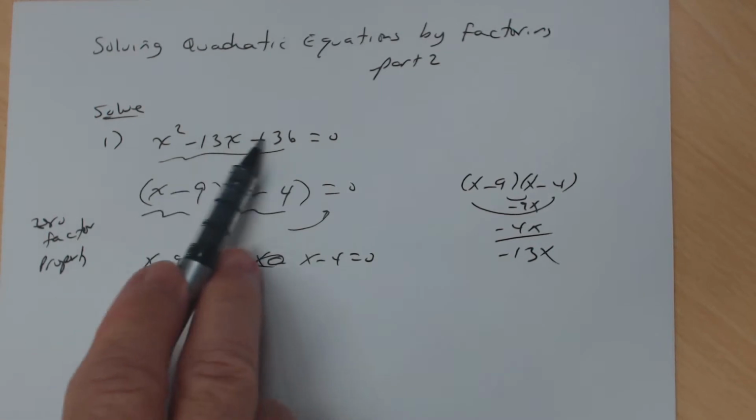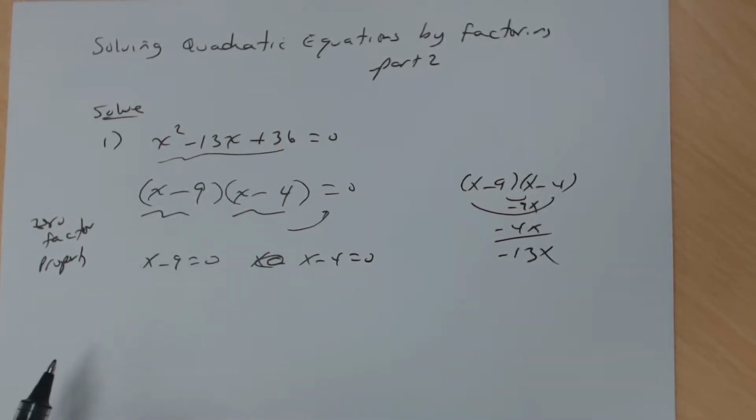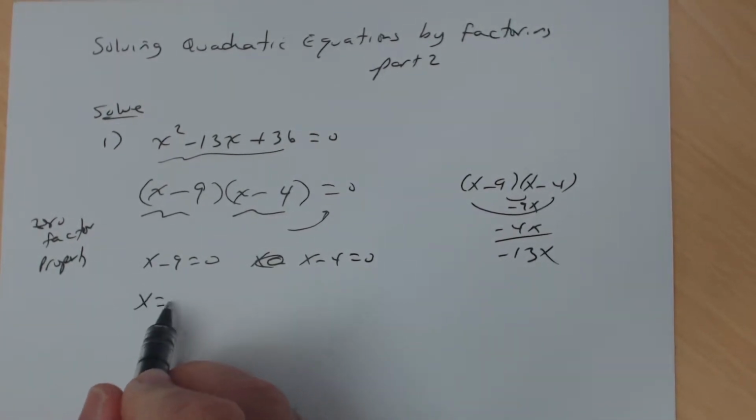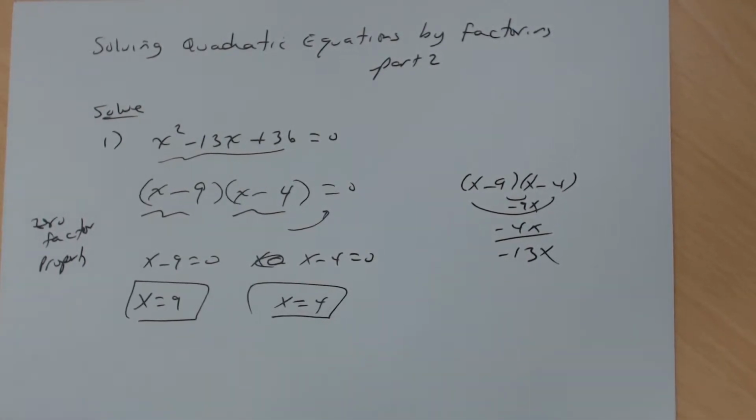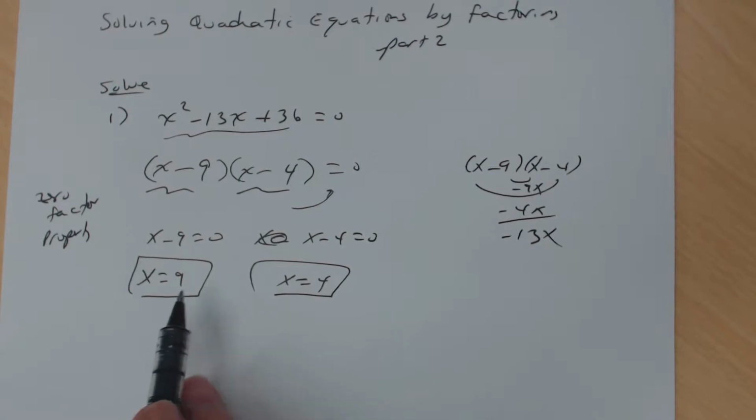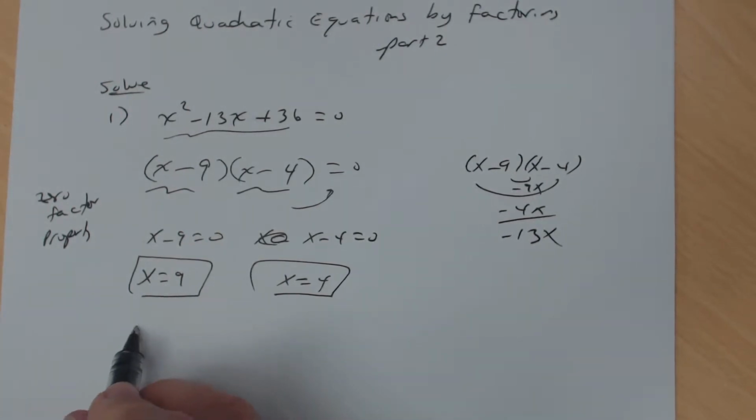And then notice I went from a quadratic equation to two linear equations, and that just solved for x. So x is 9 and x is 4. So those are your two solutions. All right, and then you can check this. So you check x equal 9.